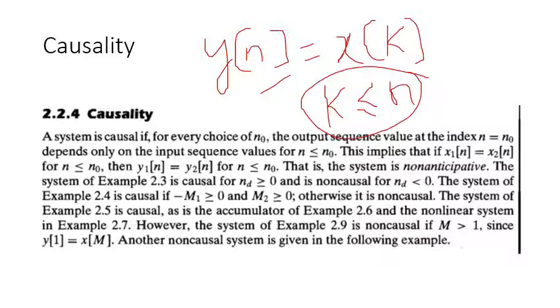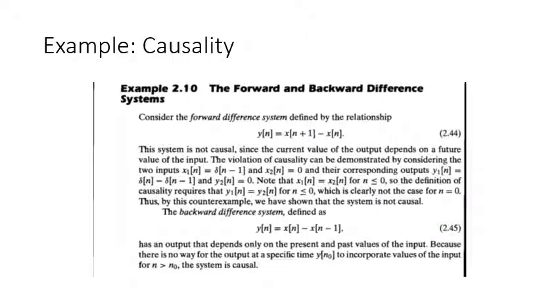So let's have a look at a few examples of causal systems. If this condition is not true, the system is not causal. Here we can see that we have forward difference and backward difference. In forward difference we have current sample and advanced sample. In backward difference we have current sample and previous sample. Obviously, because we have advanced samples, output will depend on future inputs. So this is not causal.